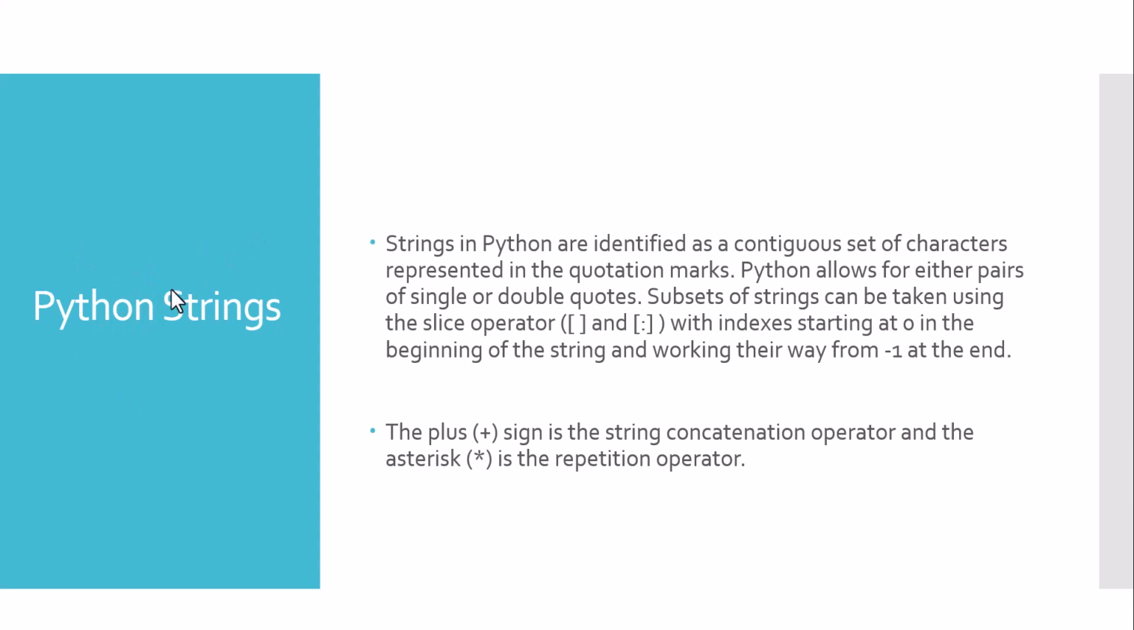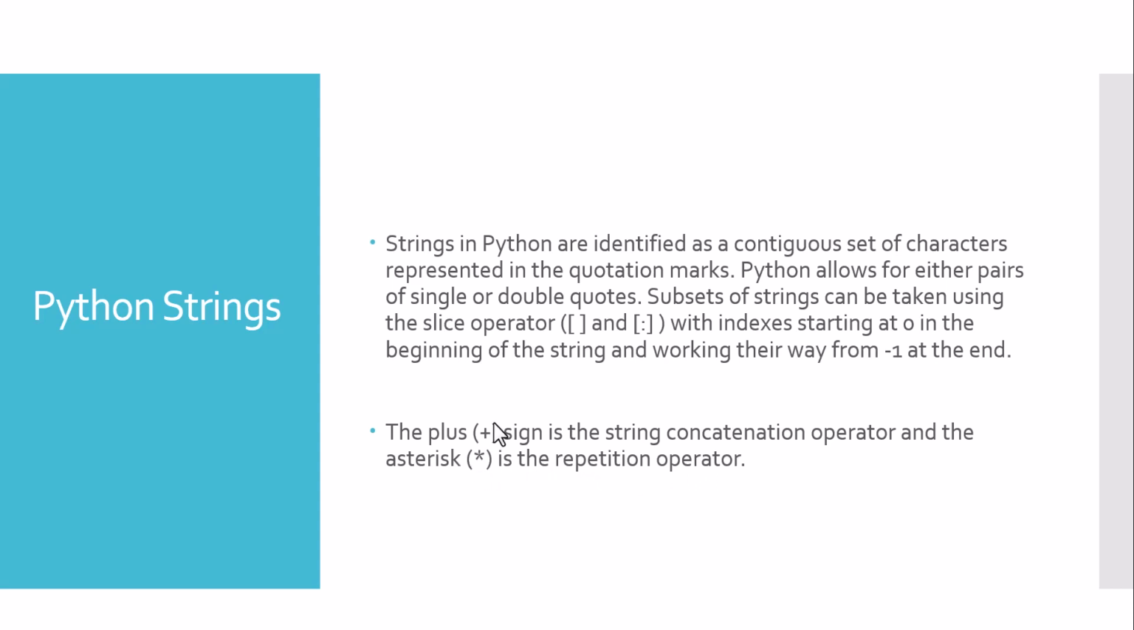Then let's move to Python strings. Strings in Python are identified as a continuous set of characters represented in quotation marks. Python allows either a pair of single or double quotes, meaning we can create a string within single quotes or double quotes. Subsets of a string can be taken using the slice operator. If you want a particular part of a string, you can use the slice operator with indexes starting at 0 at the beginning of the string and working their way from -1 at the end. The plus sign is the string concatenation operator and the asterisk is the repetition operator.